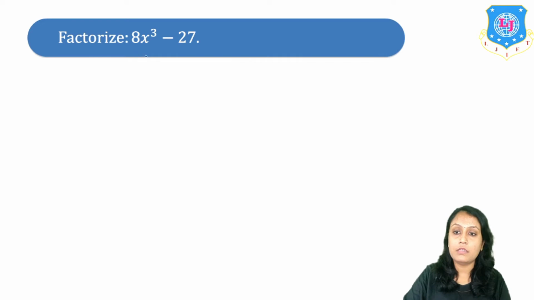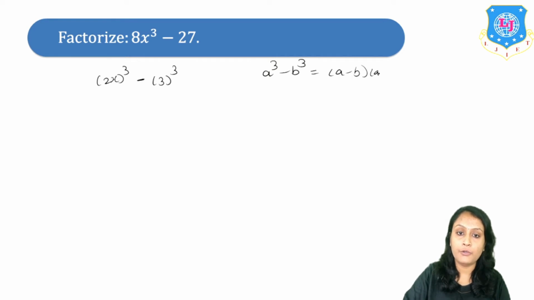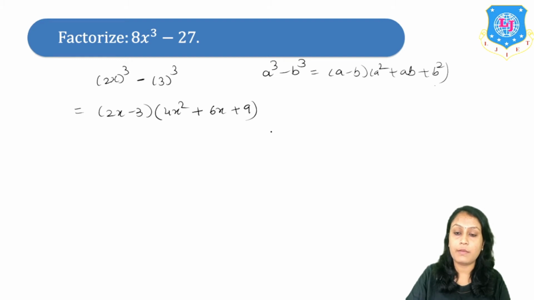Now let's move to the next example. This is 8x cube minus 27. So 8x cube we can write as 2x cube, and 27 we can write as 3 cube. Now we will apply the formula a cube minus b cube, that is (a minus b)(a square plus ab plus b square). So here (2x minus 3)(4x square plus 6x plus 9). So this is your answer.